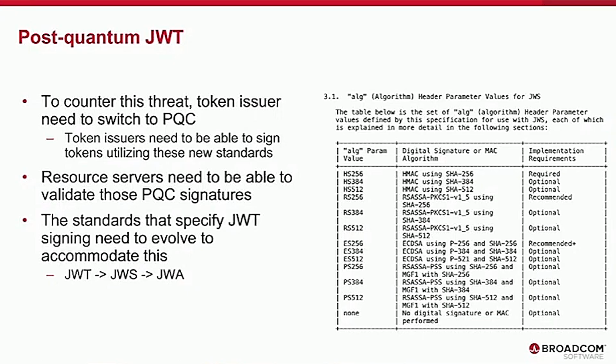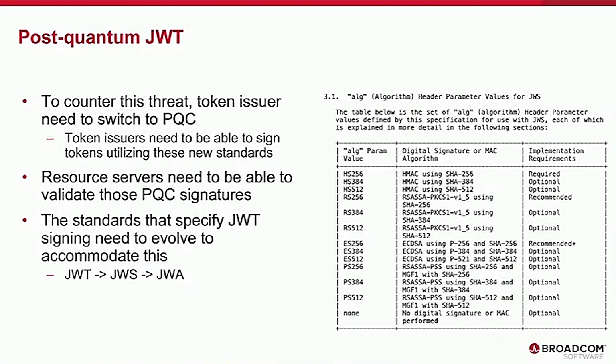So to counter this threat, the token issuer is going to be able to switch to PQC algorithms. The token issuer will need to be able to sign these JWT tokens utilizing these new standards that are coming out. The resource server, like the API gateway, for example, needs to be able to validate those signatures using those new algorithms. And so these things need to change, but the standard itself needs to change.